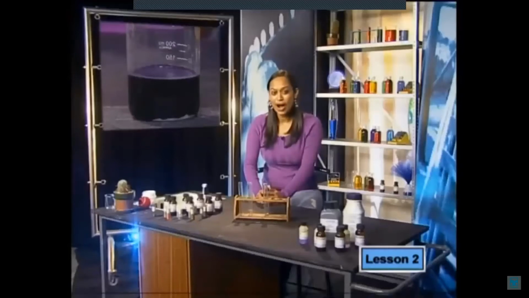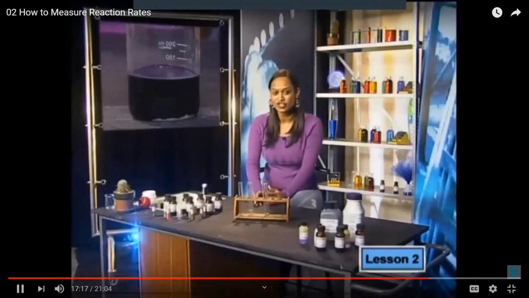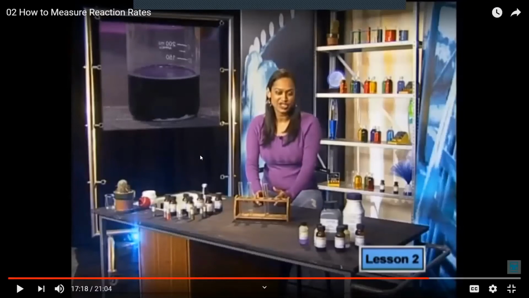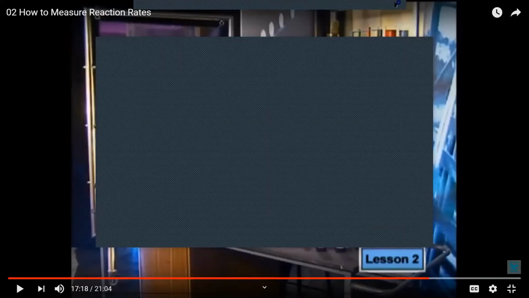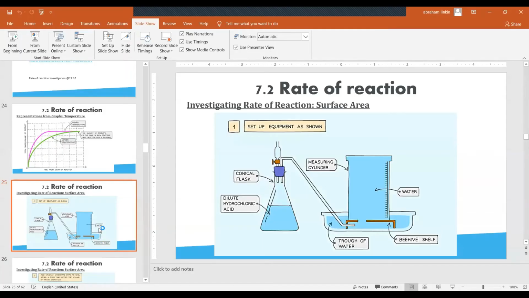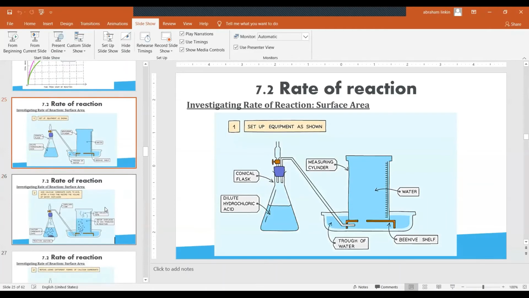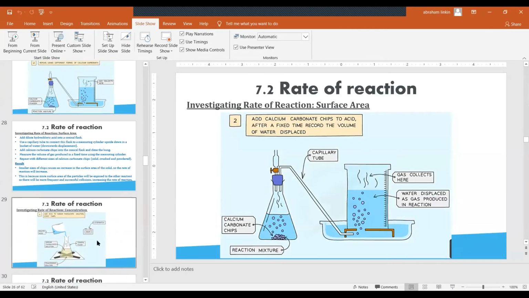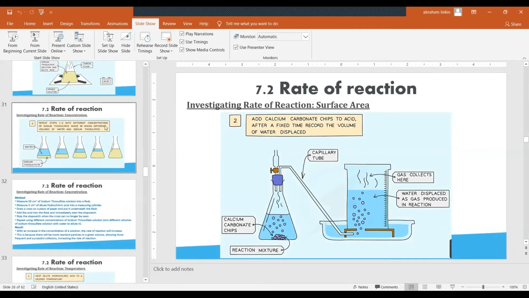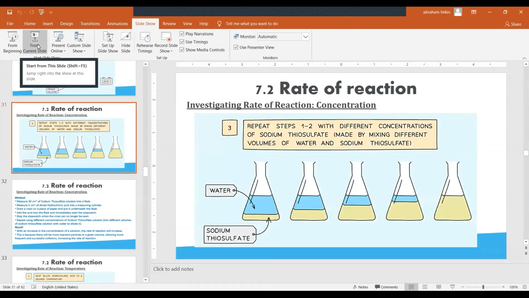Do you know how we could measure the reaction rate of a reaction? So there are some reactions that change color as the reaction proceeds. That is the main idea here. All right. That change of color idea is used in identifying the rate of reaction, the change of color per time.